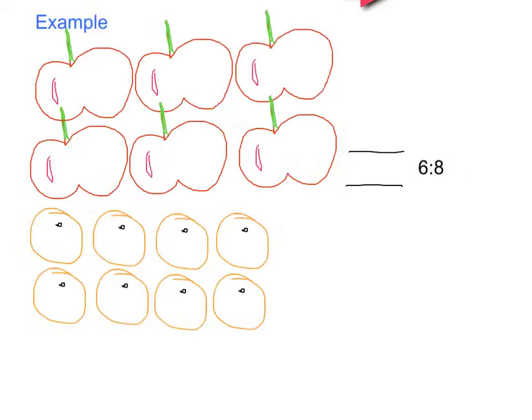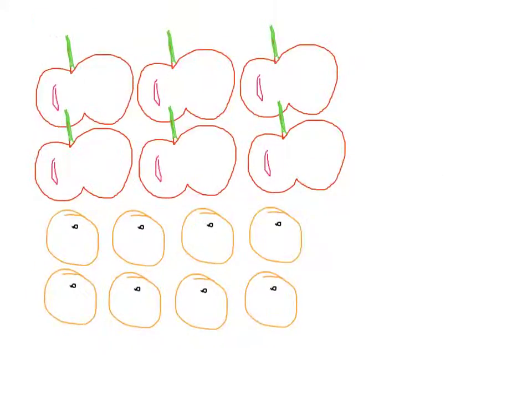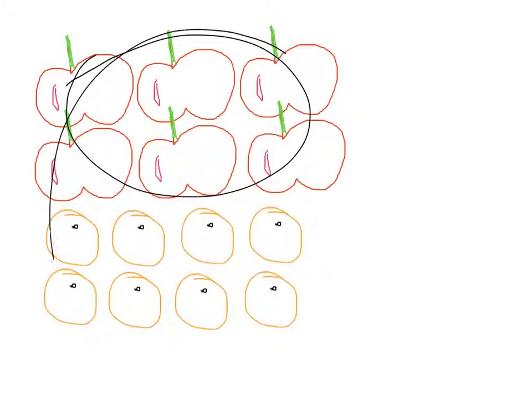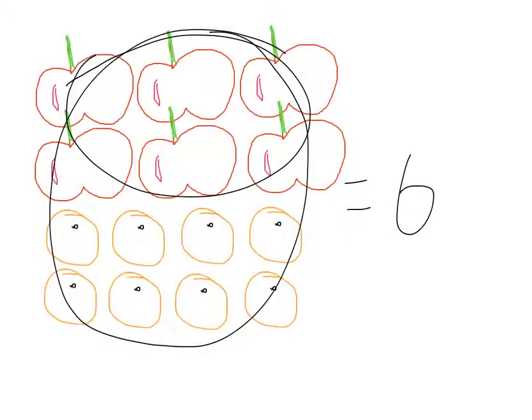A ratio shows the relationship between quantities. An example is if there are 6 apples and 8 oranges, the ratio of apples to oranges would be 6 to 8. Deeper, the ratio of apples to fruits is 6 to 14 because there are 6 apples and 14 fruits.